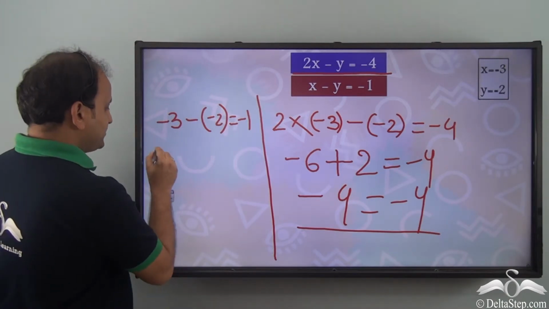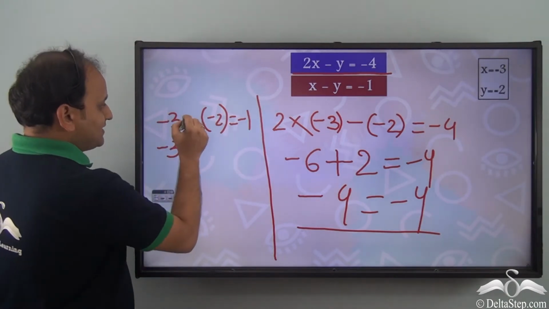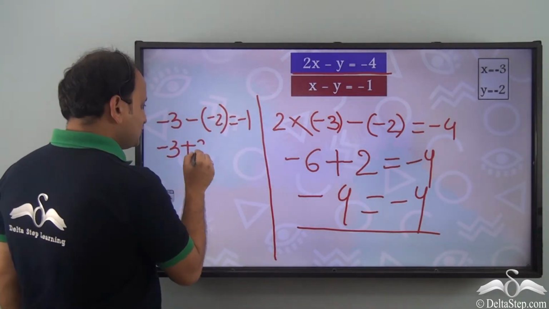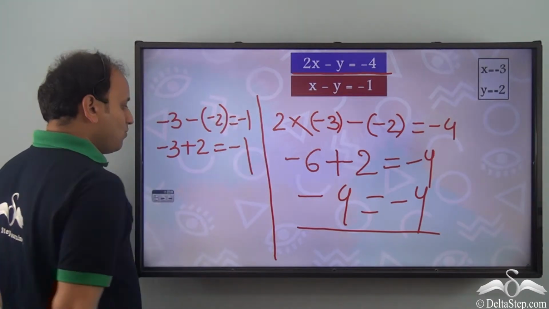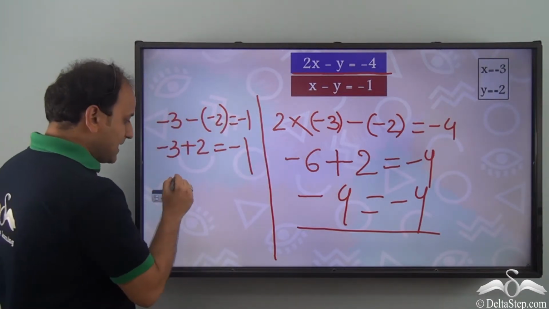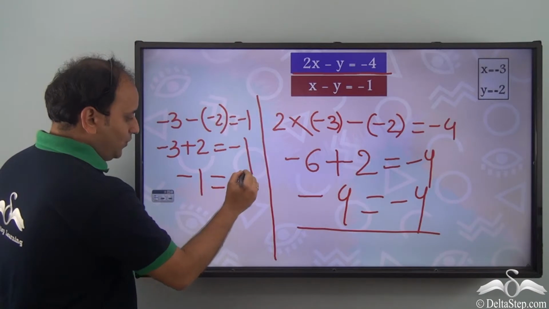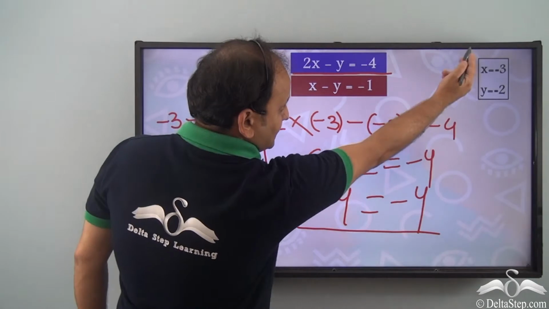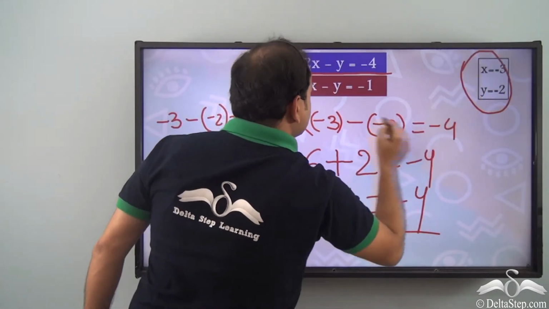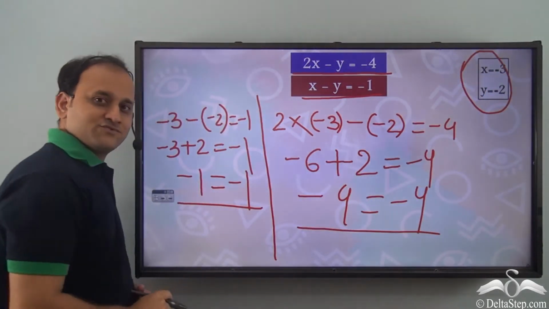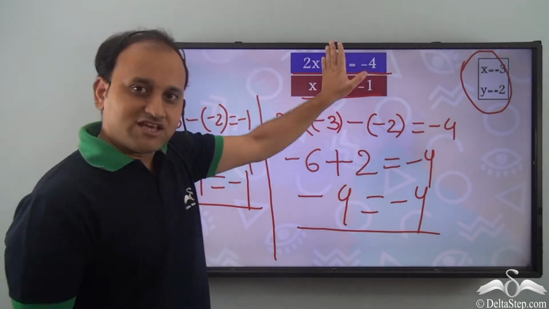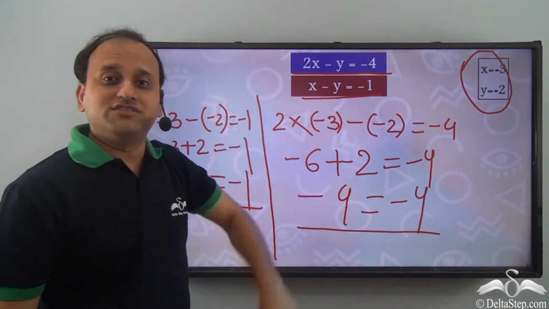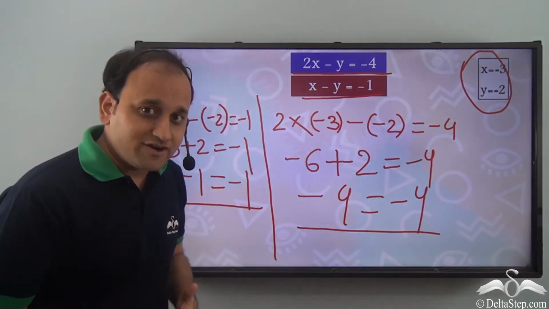Now -3 will be there as it is. Now minus into minus is plus, right? So +2 is equal to -1. -3 plus 2 is -1. So what we can see is that these values satisfy even this equation. So we have actually solved these two equations and found the value of x and y which satisfies both the equations, right? And how did we do it?